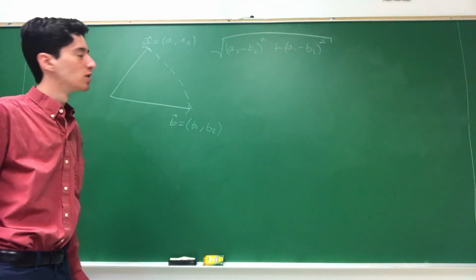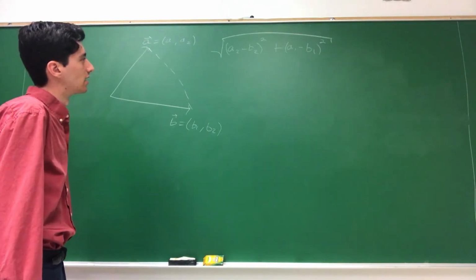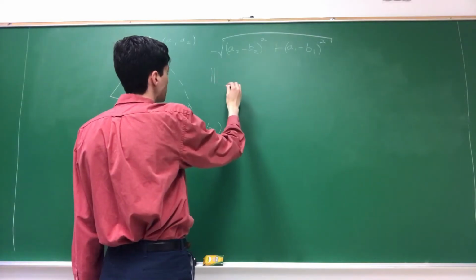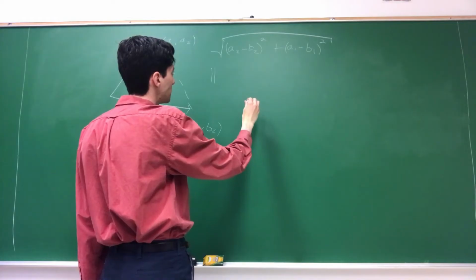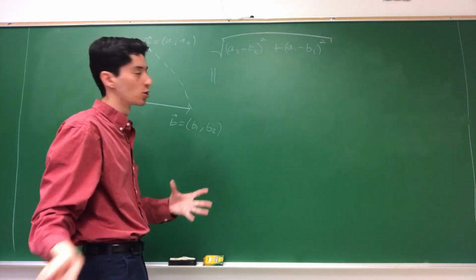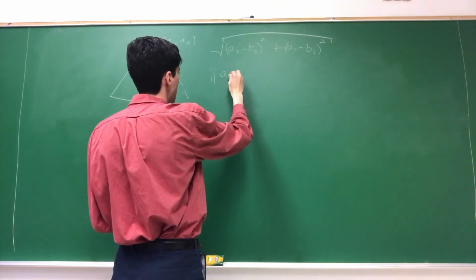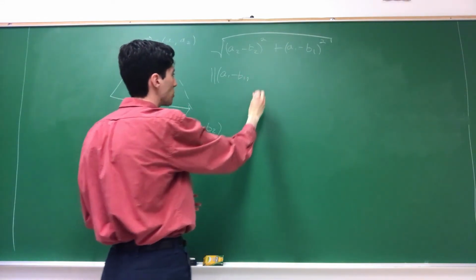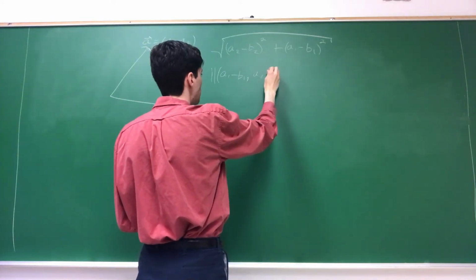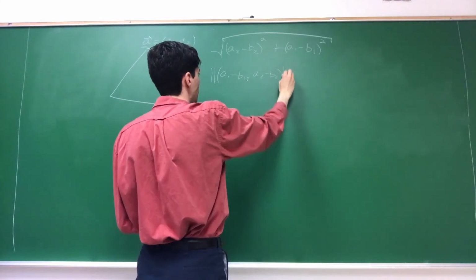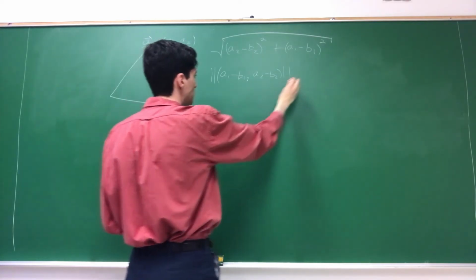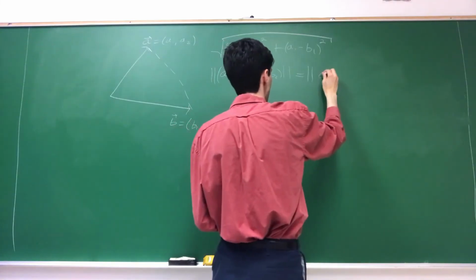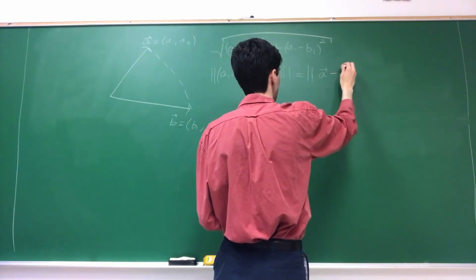However, what we notice is that this is the same thing as the length of a vector whose first coordinate, or whose horizontal coordinate, is A1 minus B1, and whose vertical coordinate is A2 minus B2, which of course is equal to the vector A minus the vector B.